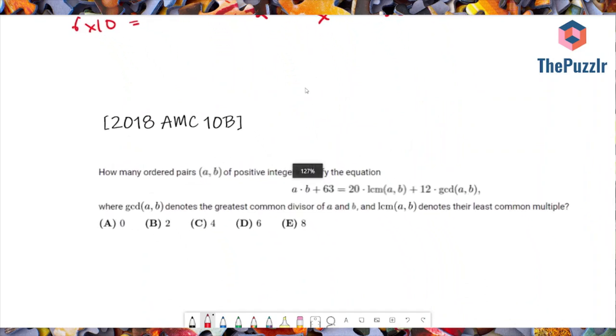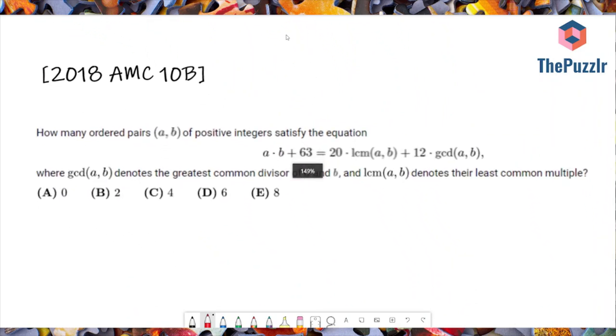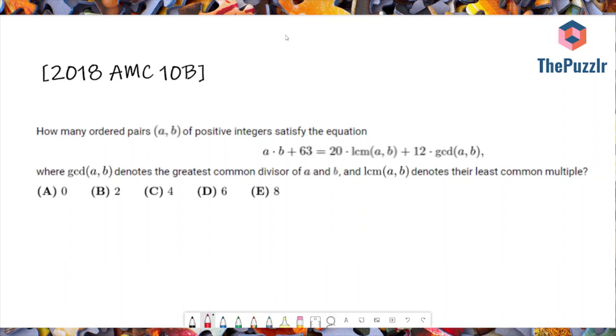This is a pretty hard problem from the 2018 AMC 10B. How many ordered pairs (A, B) of positive integers satisfy the equation A times B plus 63 is equal to 20 times the LCM of A and B plus 12 times the GCD of A and B, where GCD of A and B denotes the greatest common divisor of A and B, and LCM of A and B denotes their least common multiple? Okay, so let's say the LCM of A, B is equal to x.